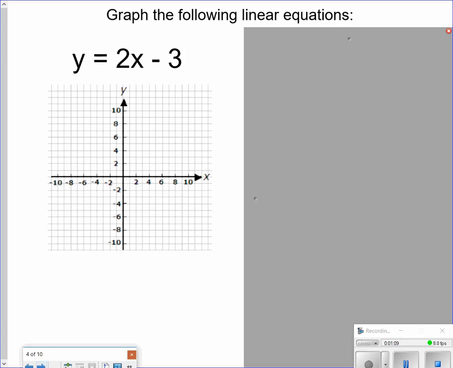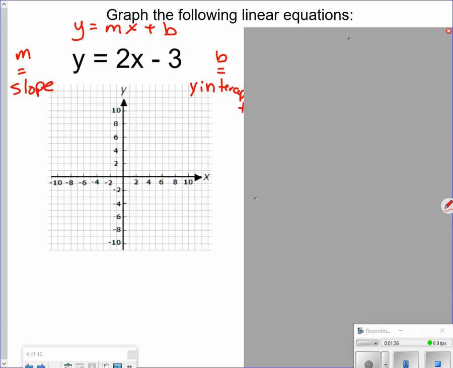So the first thing that people want to know how to do is how to graph the line just given the equation. So this is in the form y equals mx plus b, where your slope is m. So I'm going to write that here. And your b is your y-intercept. Sorry about that, bad handwriting. Anyway, so we've got our slope and our y-intercept.